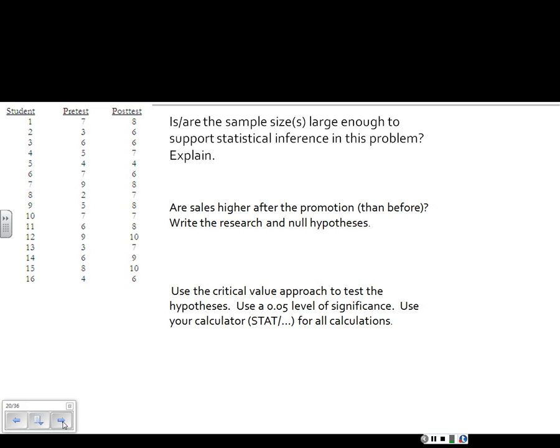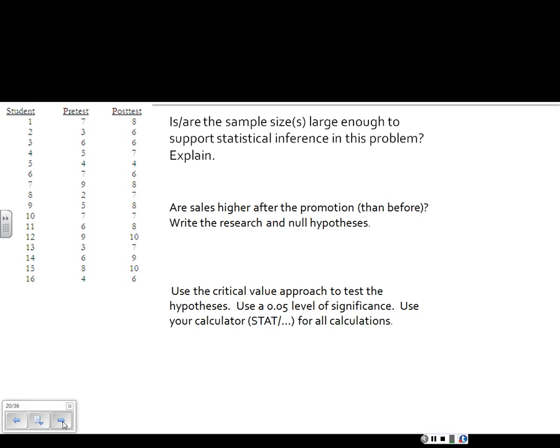The first question is, are the sample sizes large enough to support statistical inference in this problem, and explain? Well, the sample size is 16, so whether it's large enough or not depends on whether or not it has outliers or extreme values. If it's a normal population, you know it's fine. If they're skew, you know it's fine because we're more than 15. So as long as there aren't outliers or extreme values, the sample size is large enough.